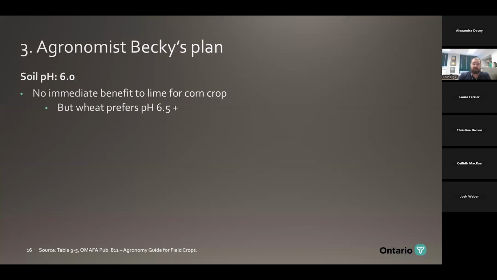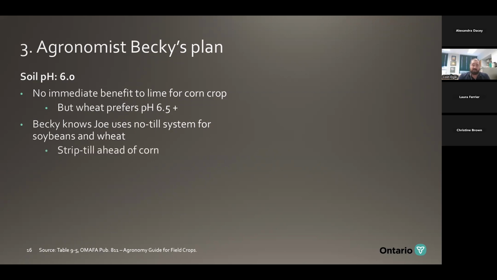Now, our third agronomist has a little bit different approach to fertilization that we're going to look at here. Starting again with our soil pH, Becky notes that there's no immediate benefit to lime for the corn crop, but she knows that Farmer Joe has wheat in his rotation, and wheat actually prefers a bit higher pH. Becky's also looking at Joe's entire system. He's a no-till farmer for the most part, for soybeans and wheat.